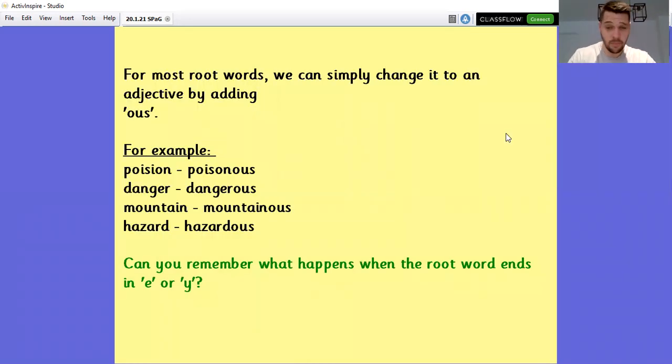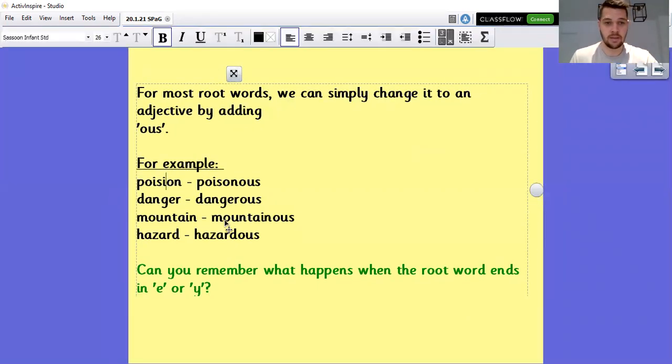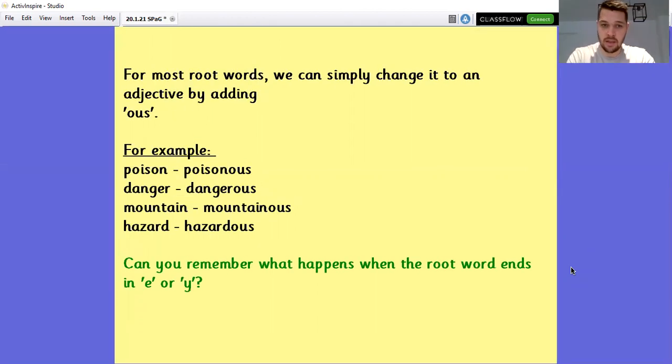So for most root words, we can simply change the root word to an adjective by adding OUS. We don't need to remove anything. We can just add OUS. So poison, we can add OUS. Danger ends in R, we can add OUS. Mountain ends in N, we can add OUS. And hazard ends in D, so we can add OUS.